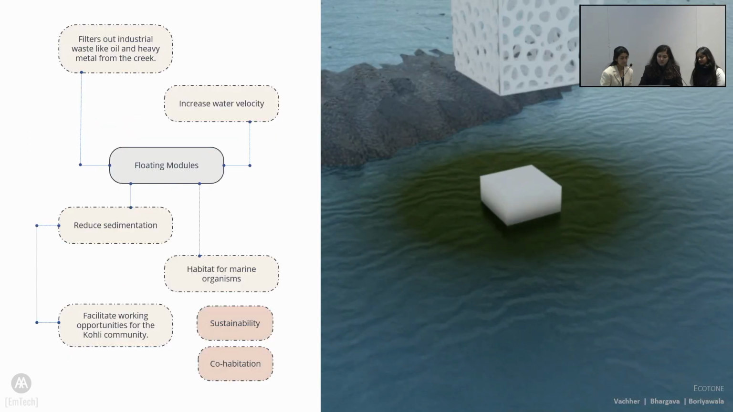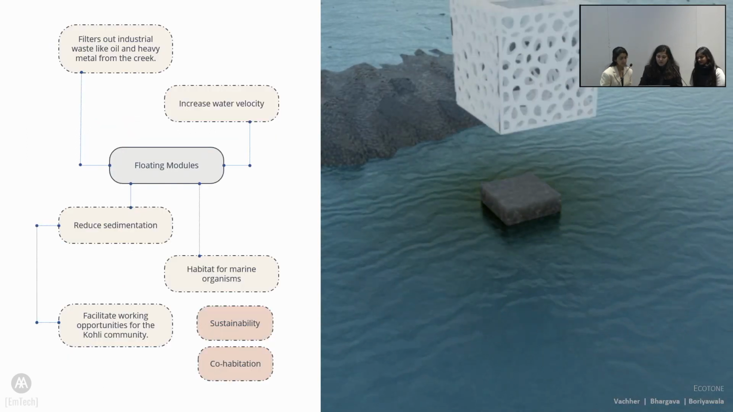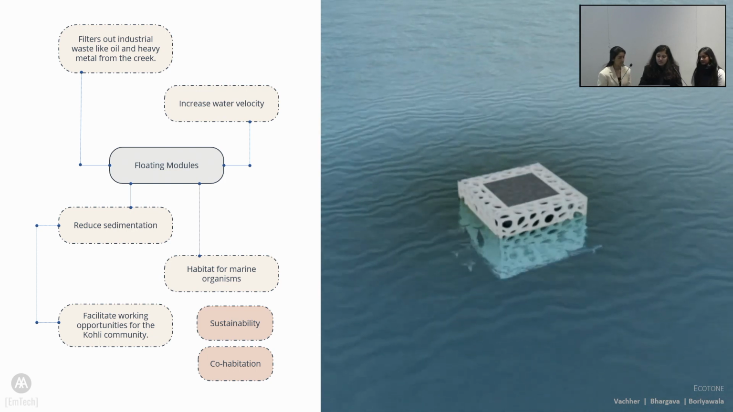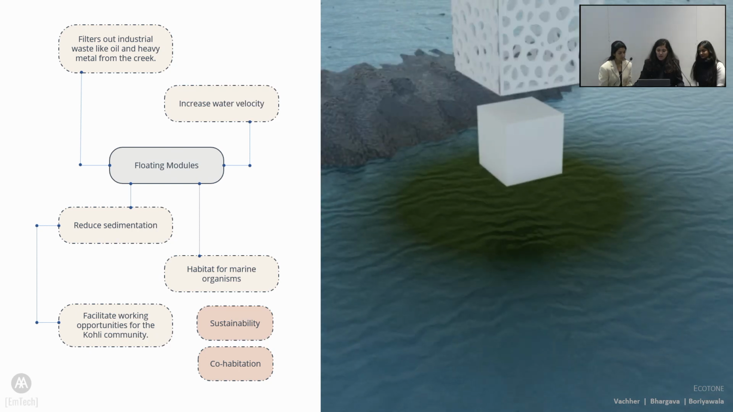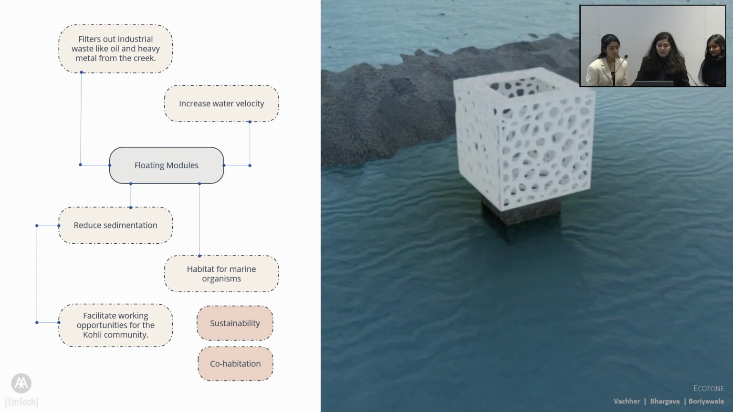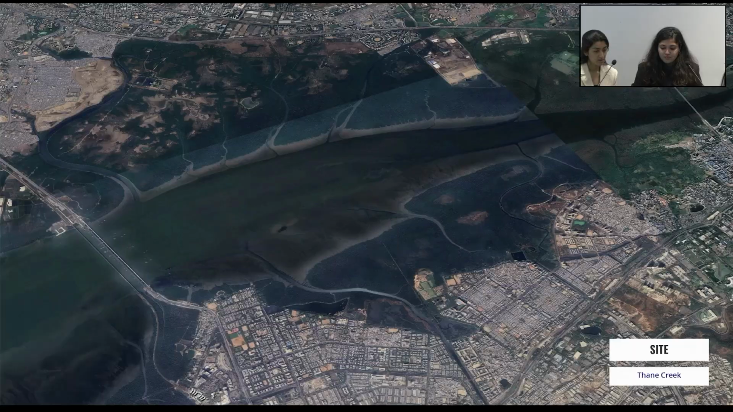Thus, the aim of the project is to introduce floating platforms to the ecosystem, which would help filter out industrial waste from the water, assist in increasing the velocity to reduce sedimentation, and would also provide a habitat for marine organisms. This would happen while benefiting the fishermen community in the region.